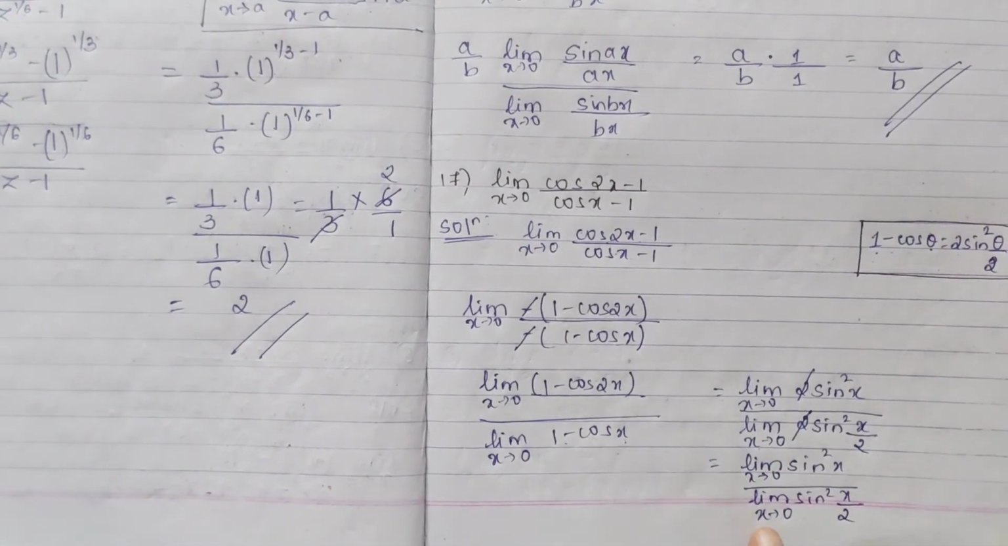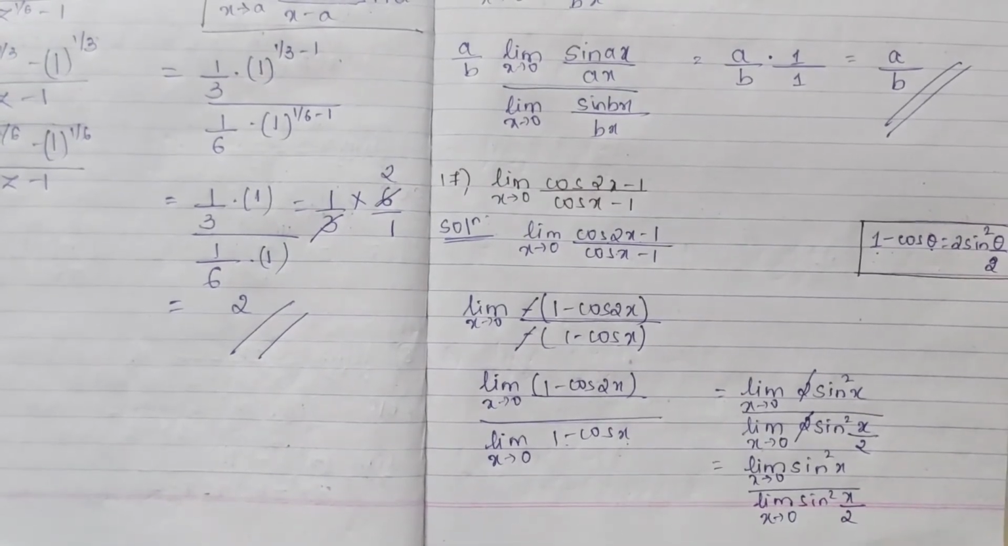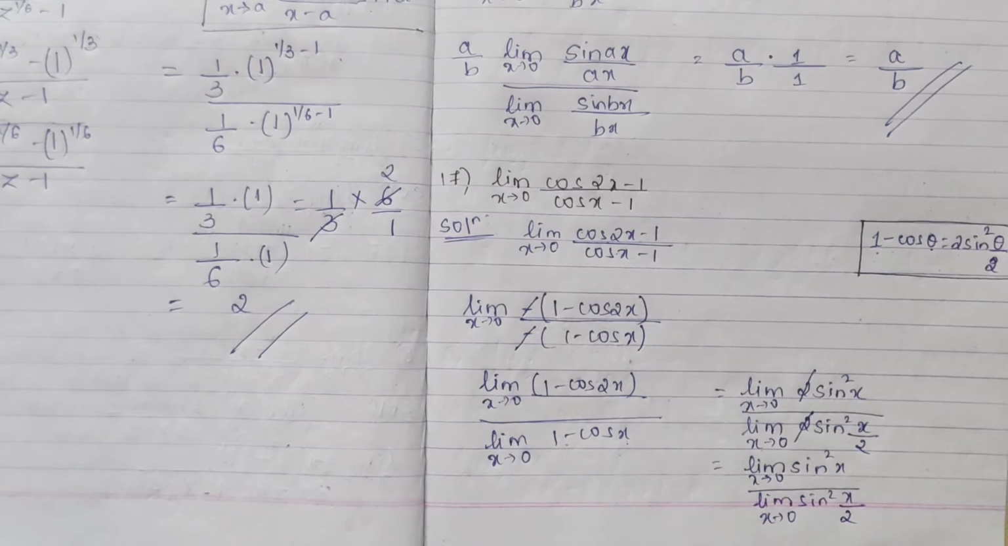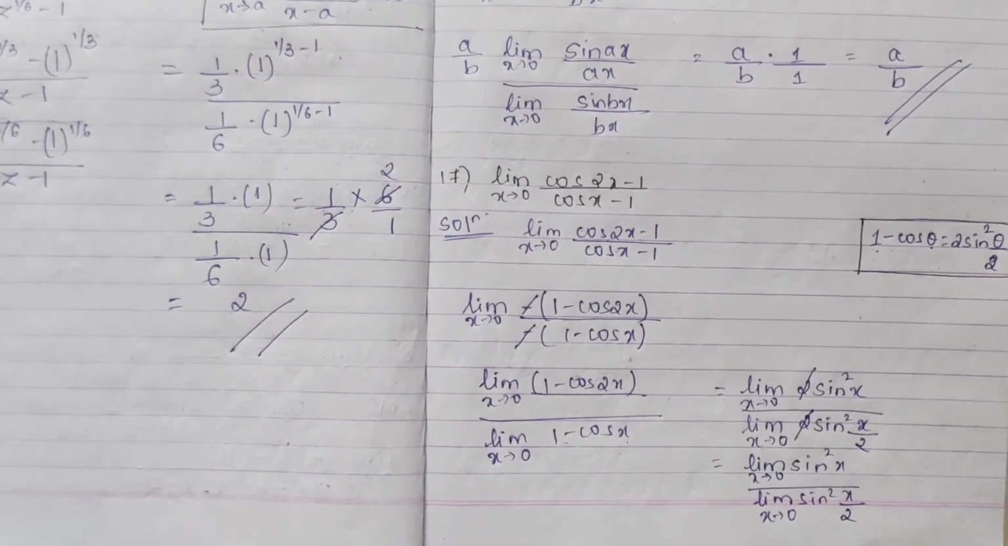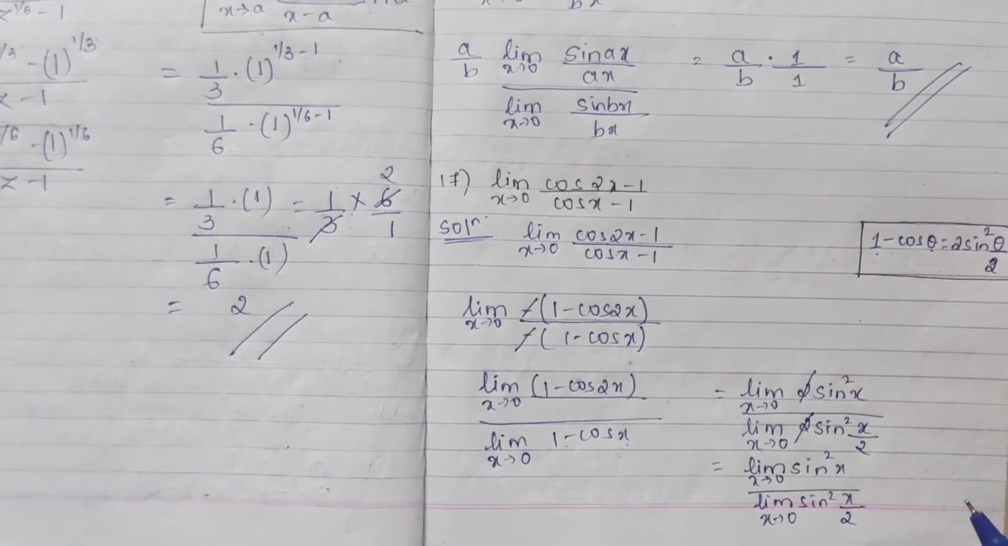Here also, if you again put x tending to 0, you will get 0 in the denominator. So again you have to modify it in terms of limit, in terms of sine, and you know which formula you have to use.